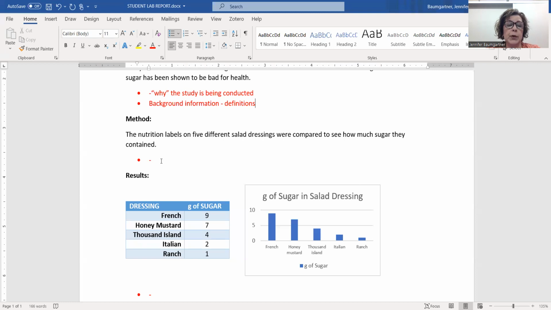But if you were conducting an experiment that had multiple steps and used multiple pieces of equipment, you want to list your equipment here, and you want to list very specifically what you're doing with that equipment so that this experiment could be repeated. So one of the keys for the method section is you have to have enough detail for the experiment to be reproduced.